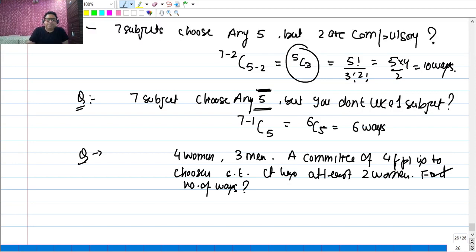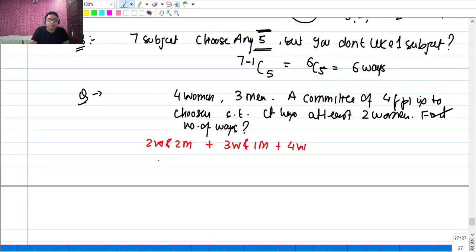So it is a beautiful explanation of either and or. Committee of 4, at least 2 women, which means a committee can have 2 women and 2 men, or 3 women and 1 man, or all 4 women, isn't it? That is how the committee is going to be formed. So 2 women, 4C2, and 2 men, 3C2, plus 3 women, 4C3, and 1 man, 3C1, plus all 4 women, 4C4. I think that does give an answer, isn't it?